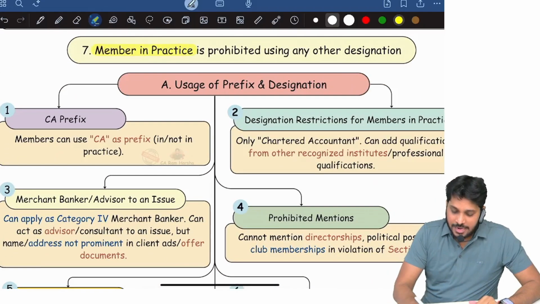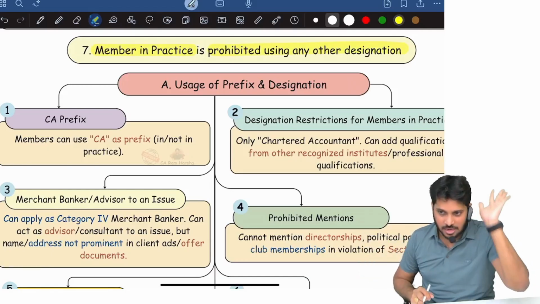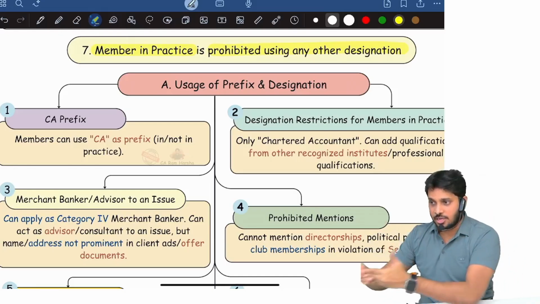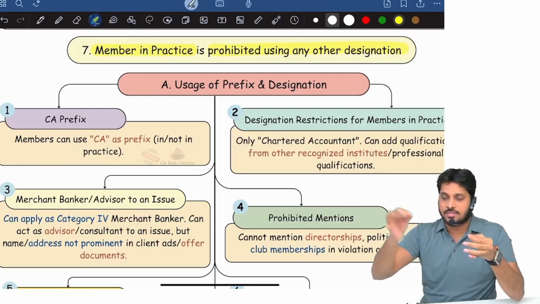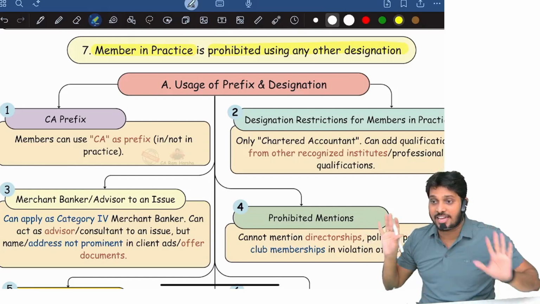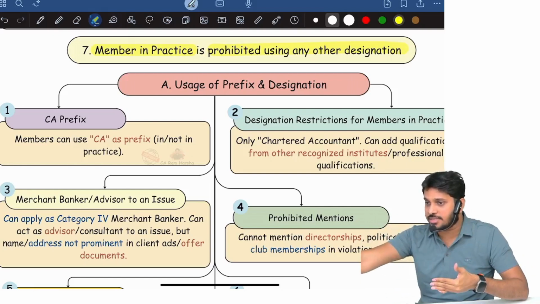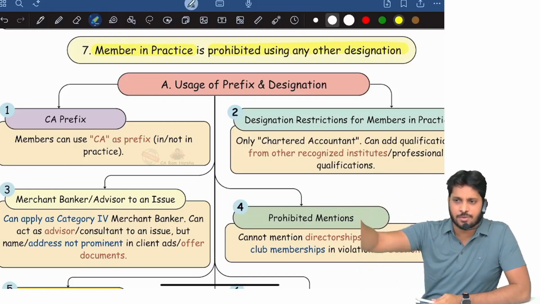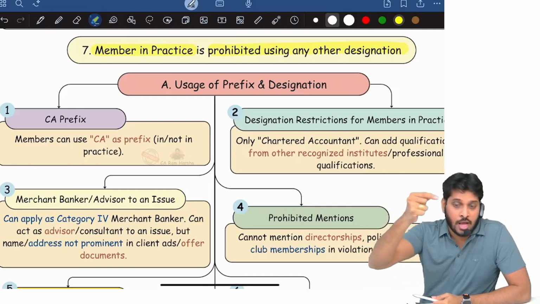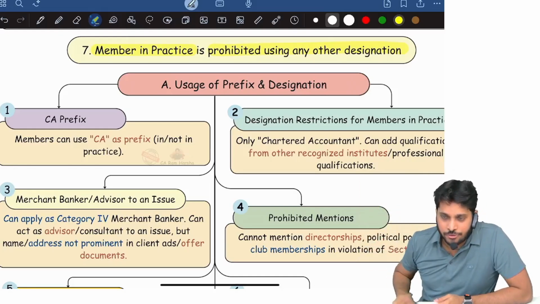And a member in practice is prohibited from using any other designation. You cannot use any designation except chartered accountant. Understood? Remember, CA is a qualification, chartered accountant is a designation. Both are different. Ram Harsha, CA, CMA, CS I can use, no problem. Ram Harsha, chartered accountant, cost accountant, company secretary I cannot use. If you are using the chartered accountant designation, you can't use any other designation except two: insolvency professional and registered valuer. Only these two additional designations are permitted along with the designation chartered accountant. Are you clear, all of you?